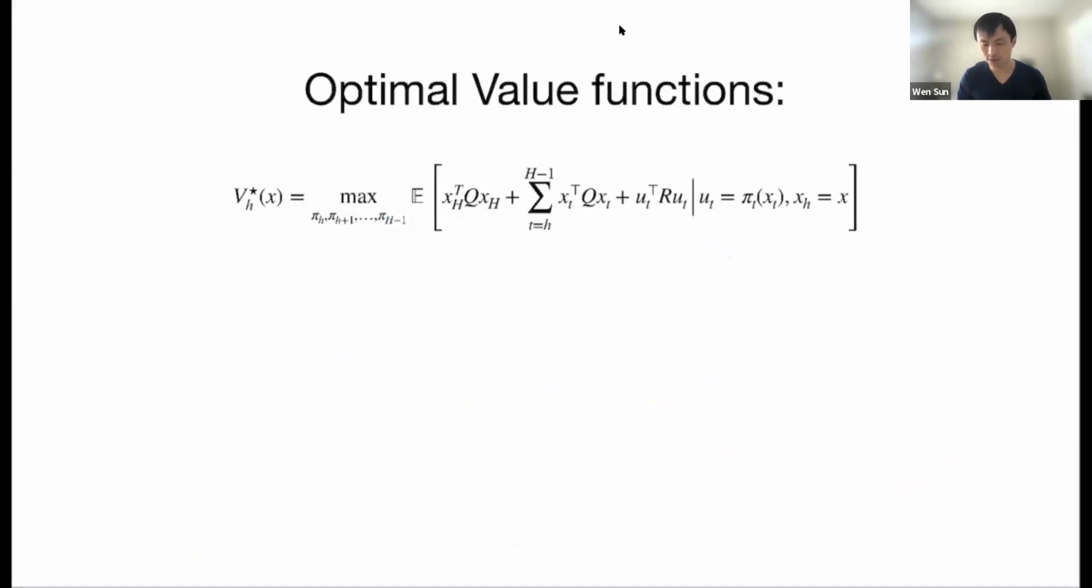And we can define the optimal value function at time step h as the maximum possible total expected, the minimum possible total, sorry, that should be minimum because we're dealing with cost. So the optimal value function is the minimum possible total expected cost that you could get if you behave optimally starting from time step h. So I'm taking the minimum over all the rest of the policies. Starting from the state at time step h, do your best, compute the minimum total expected cost afterwards. This is the definition of V star.